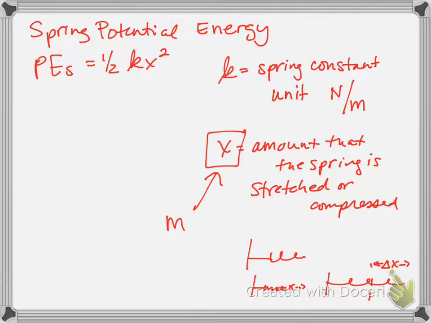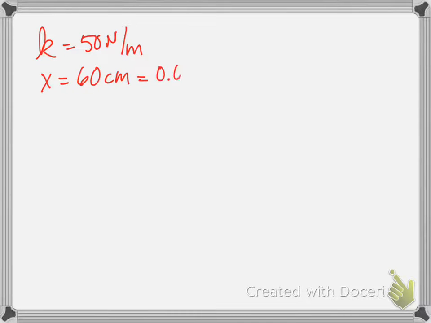So the example that we had in class said that the bow and arrow had a spring constant, that's our K, of 50 newtons per meter. Then it says if you stretch the bow 60 centimeters, how much energy will the arrow have? Okay, so our x then is 60 centimeters. But like I said before, we've got to convert that to meters. So we divide by 100 and we get 0.60 meters. Nothing more difficult than that.